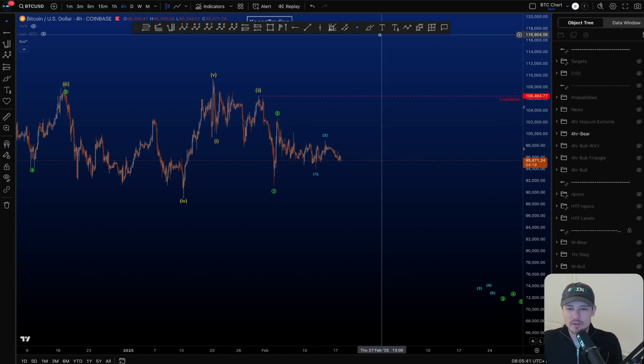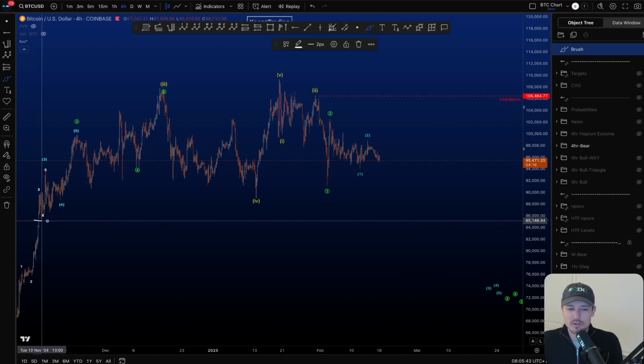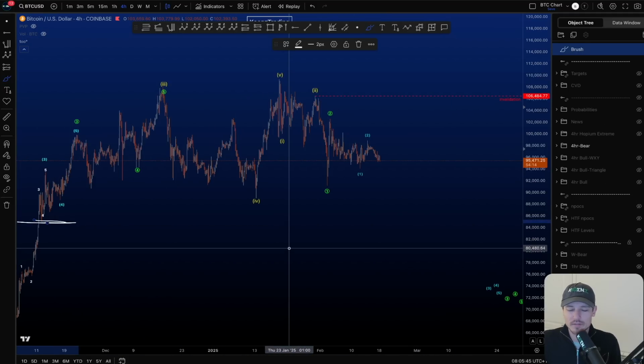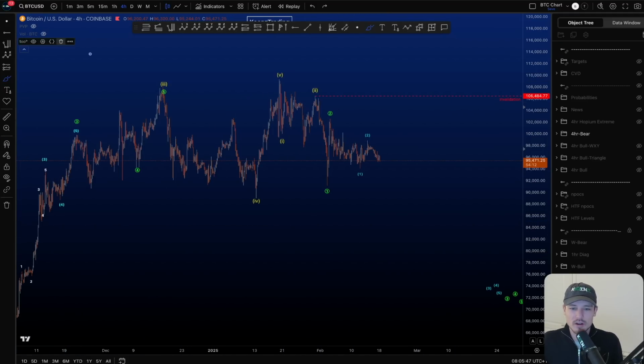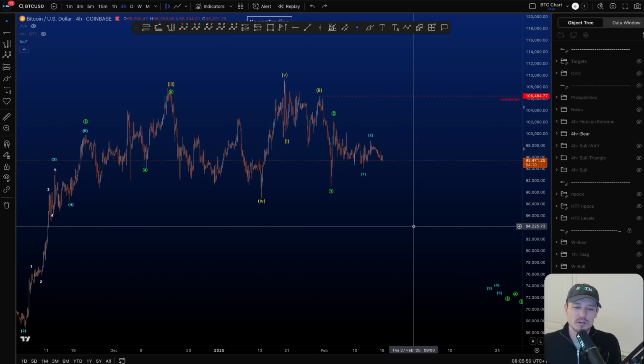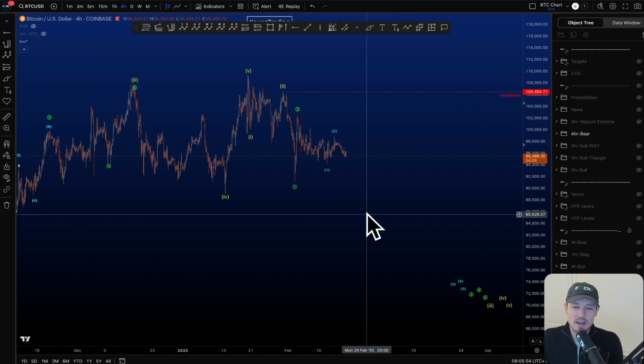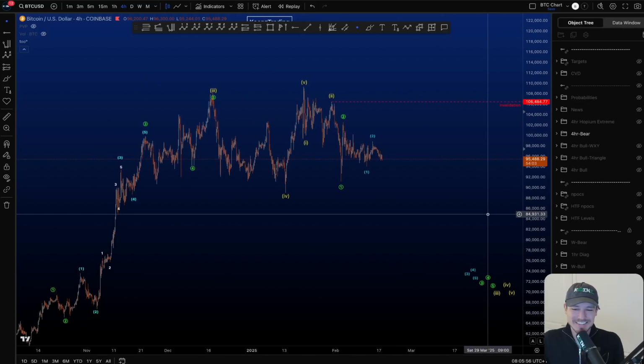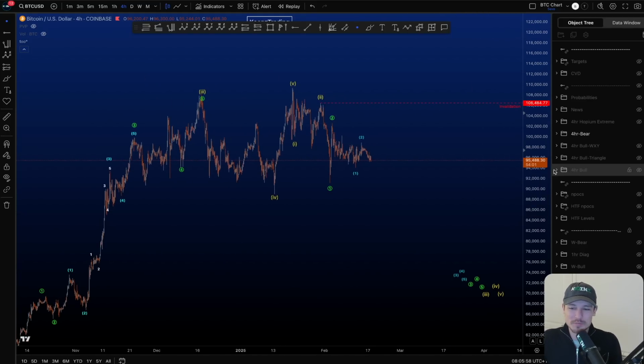So for this to increase probabilities, you basically need to lose and flip 85k. That is when this scenario really starts to be interesting. As long as you hold 85 minimum, it's interesting to have on my chart, but it's not yet the highest probability scenario. It's just good to be aware of such a scenario with regards to risk management and knowing the meaning of the 85k level as well.